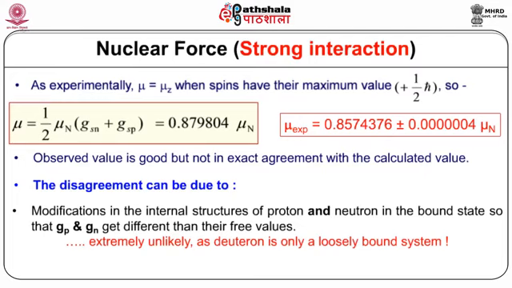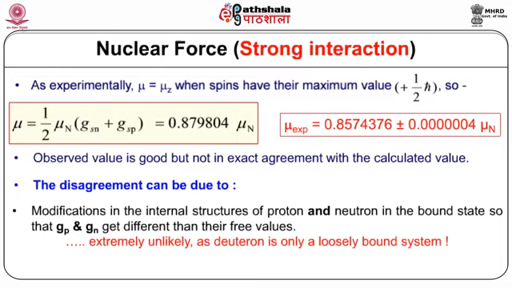So theoretically speaking, if the deuteron ground state has L equal to 0, then mu should be 0.879804, whereas the experimental value is measured as 0.857436776 plus minus 0.000004 mu n. So the observed value is found to be in good but not in exact agreement with the calculated value. So disagreement is seen between the measured value and the calculated value.